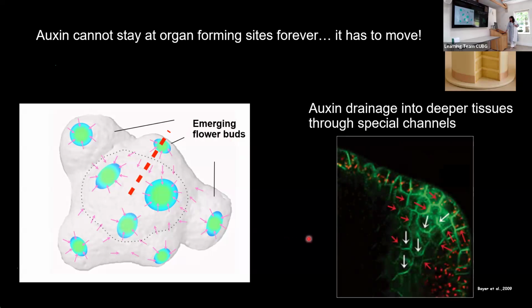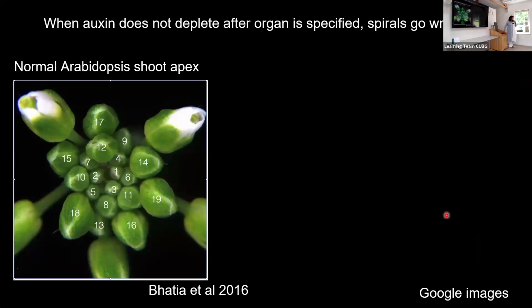So if I make a slice or a section through this emerging flower bud, I will see that there are channels in the deeper tissues where auxin has to be drained away from the surface. Once auxin is accumulated and the organ has grown out a little, auxin drains away to the next organ initiating site, but also it has to go deeper into the tissues. So why is this important, and what happens when auxin just stays there and does not go deeper inside the tissues or away from the site?